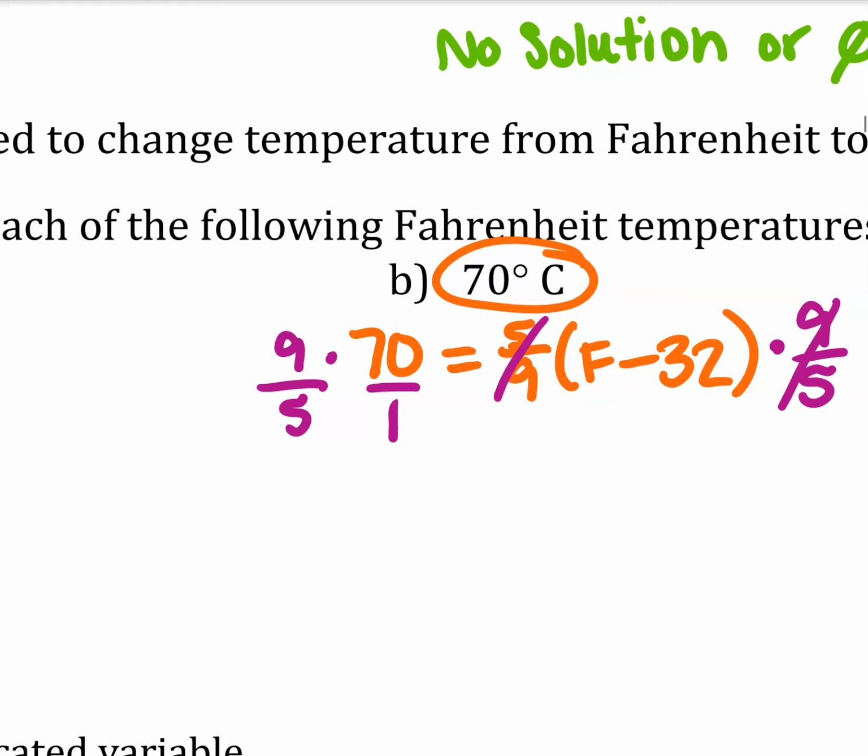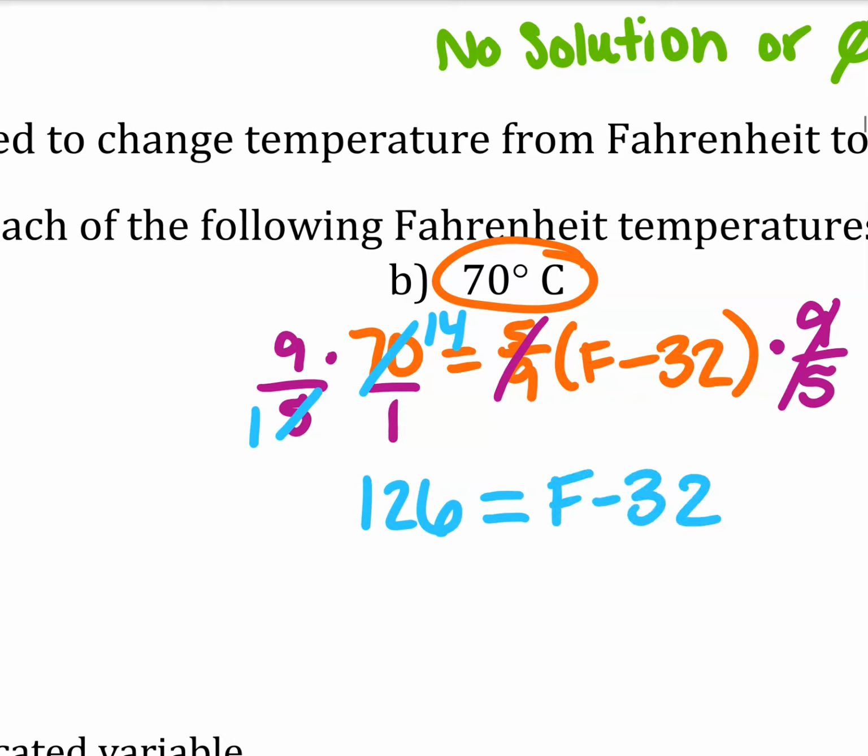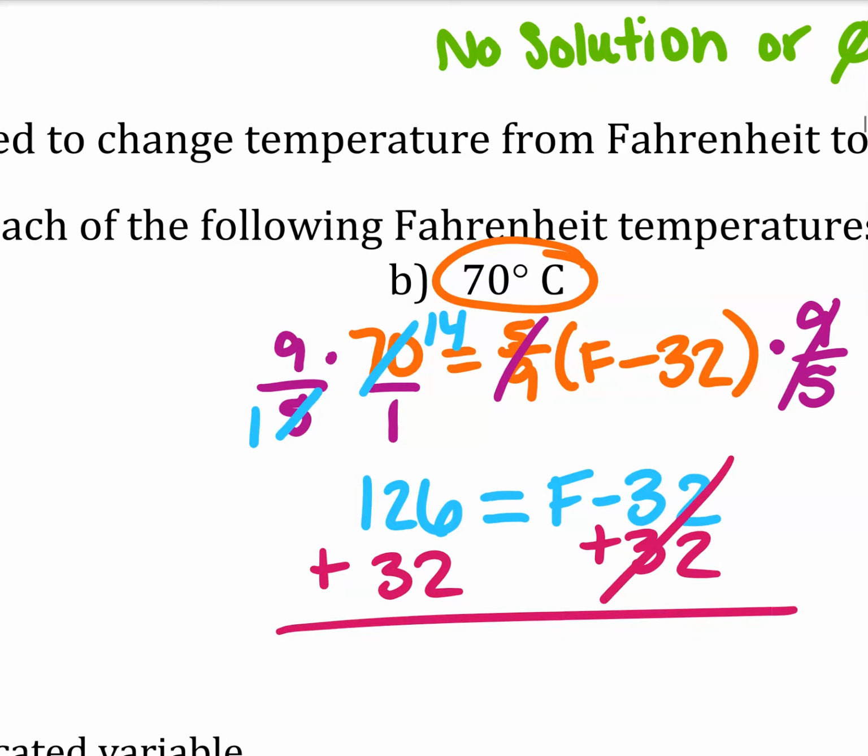So 70 can be divided by 5. 70 divided by 5 is 14. So I'm going to put a 1 there and change that to a 14. No more fractions, super nice. 9 times 14 is 126 equals, no more fraction. So you can also ditch those parentheses and just write F minus 32. Then you only have 1 more step, right? Add the 32, add the 32. 126 plus 32 is 158. So 158 degrees is the equivalent of 70 degrees Celsius. Yikes.